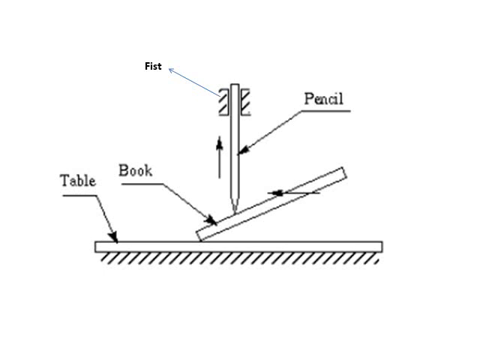In this particular experiment, we can consider the book as the cam, the pencil as the follower, and the fist as the guide. When the cam moves up and down, the same motion is transmitted to the follower. By using this simple mechanism, it's possible to transmit one motion to another motion. This is the basic working principle of a CAM.